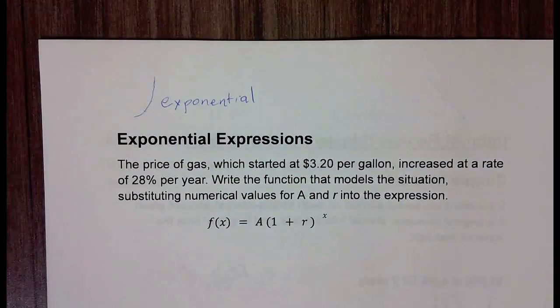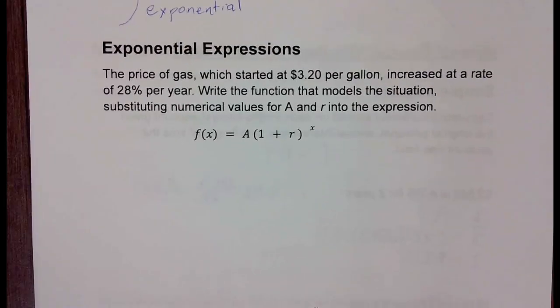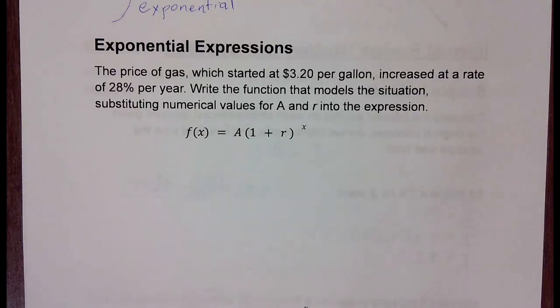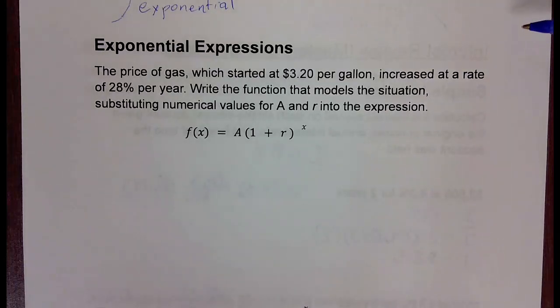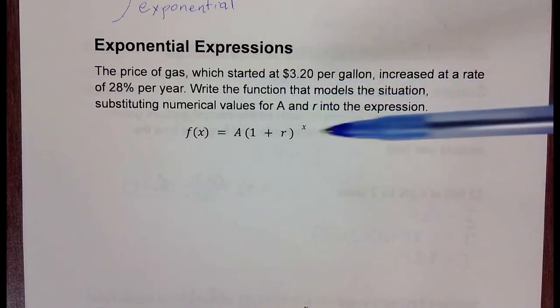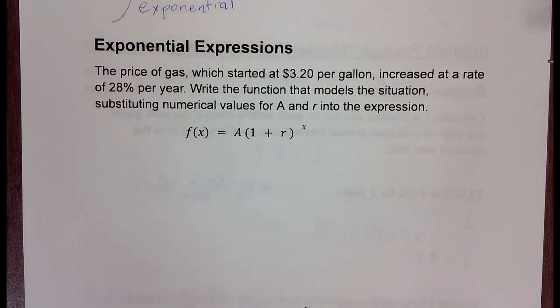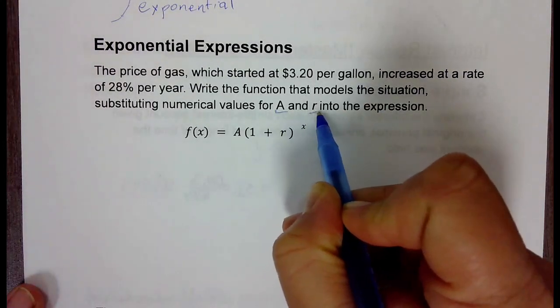Compound interest is one type of exponential growth. But before we talk about compound interest, we're going to talk about some other kinds of exponential growth. So in this situation, the price of gas is increasing. We know that. The price of gas, which started out as $3.20 per gallon, increased at a rate of 28% per year. Write the function that models this situation, substituting numerical values for A and R.